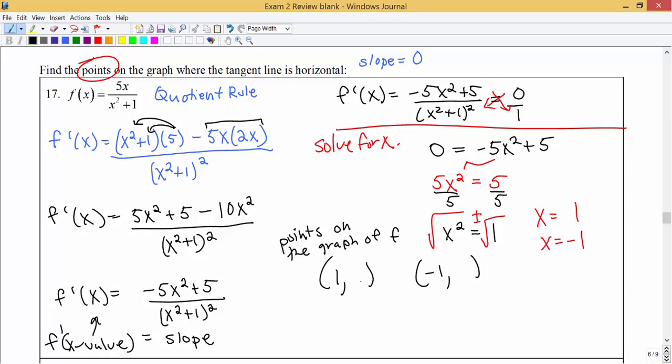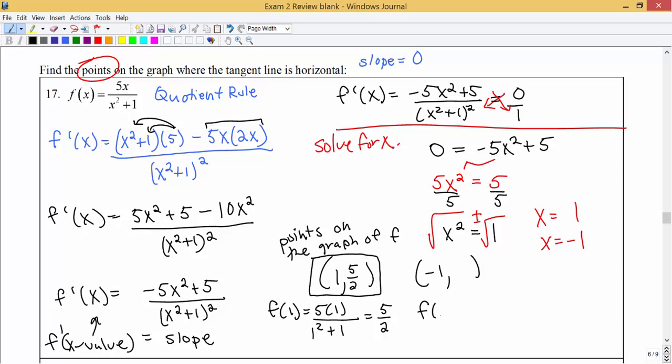So if I want to find the y value of this point, then I need to plug it back into the original function. So f of 1 is equal to 5 times 1 divided by 1 squared plus 1. And that gives 5 over 2, so that's 5 halves. So there's one of our solutions.